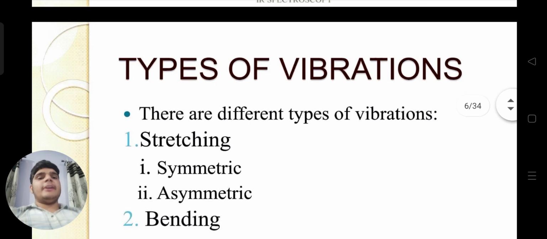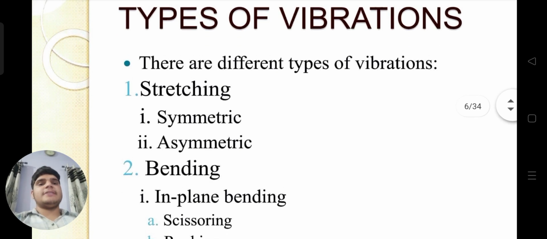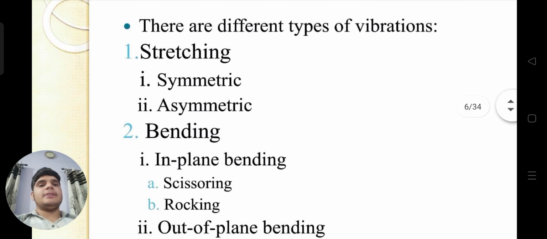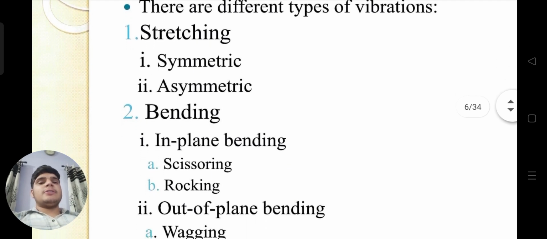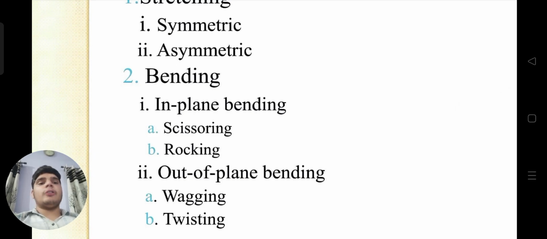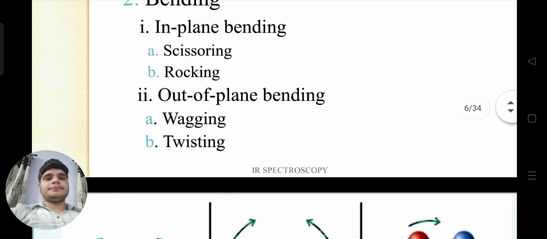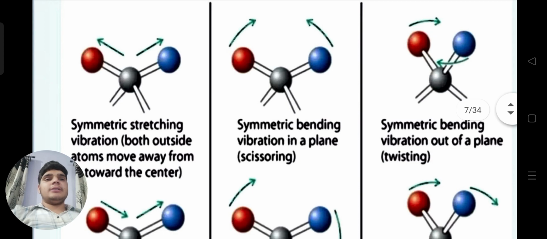The types of vibration in IR spectroscopy. There are different types of vibration. First one is stretching, that is symmetric or asymmetric. Second type is bending. It is also of two types: in-plane bending, that is scissoring or rocking, or out-of-plane bending, which is also further divided into two types, that is wagging or twisting. Now see all the vibrations one by one.